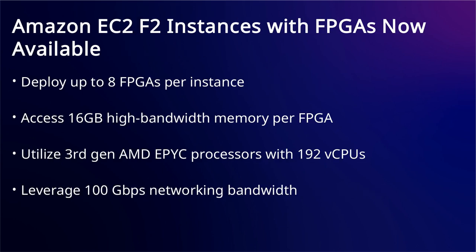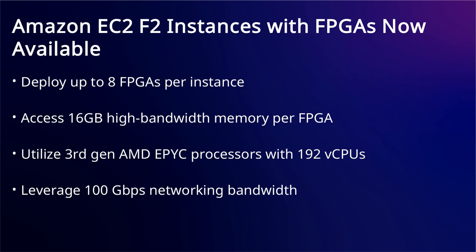Amazon EC2 instances address the need for high-performance, reconfigurable hardware in the cloud. You can now develop and deploy FPGA-accelerated solutions for genomics, multimedia processing, big data, and network security. F2 instances offer up to 8 FPGAs per instance, allowing you to scale your FPGA-based workloads. Each FPGA features 16 gigabytes of high-bandwidth memory, enabling complex computations.